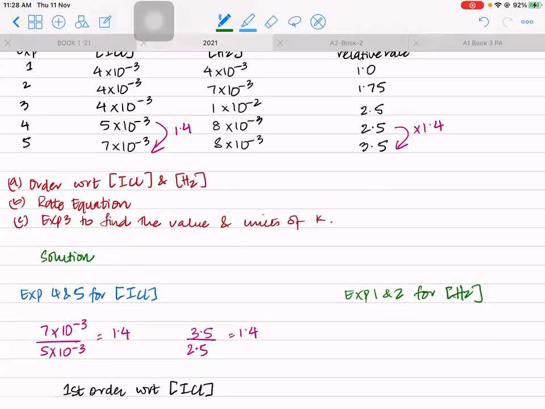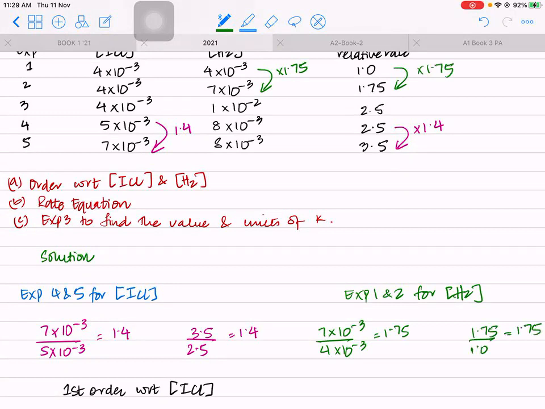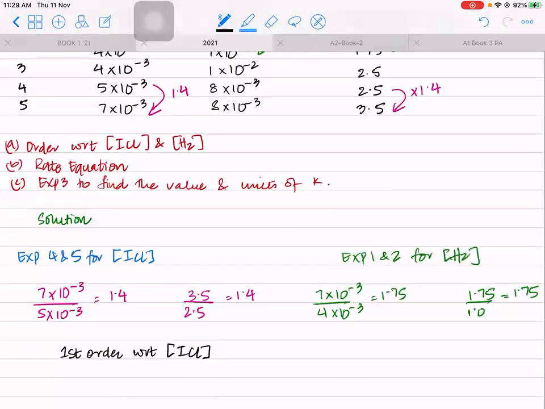Now, what is the change? It goes from 4 × 10^-3 to 7 × 10^-3. And this changes by how much? It changes by 1.75. Let's see how the rate changes. The rate also goes from 1 to 1.75. This also changes by 1.75. So you see the rate is changing by the same amount as the concentration.